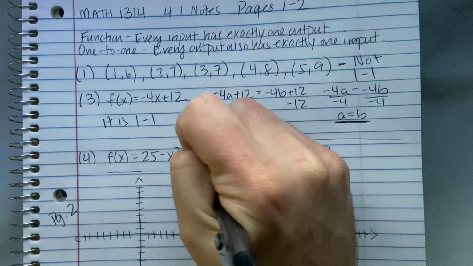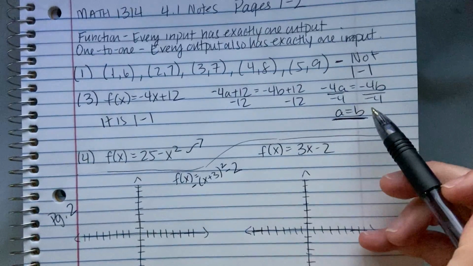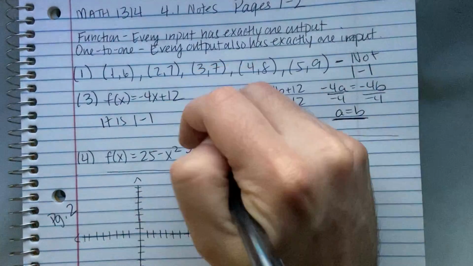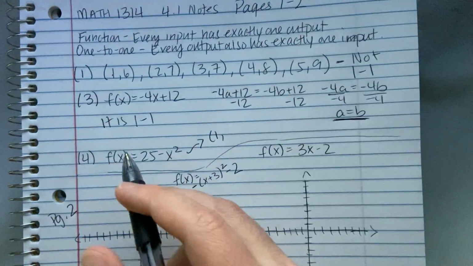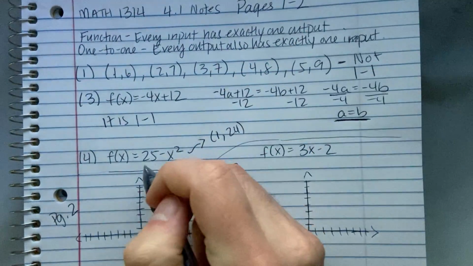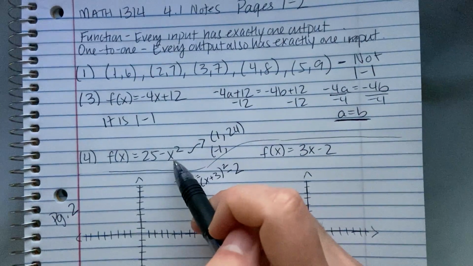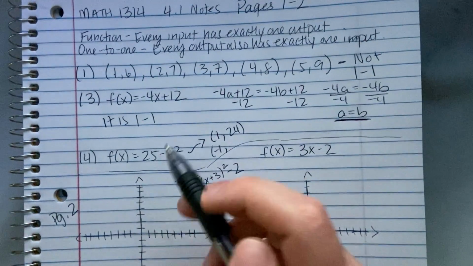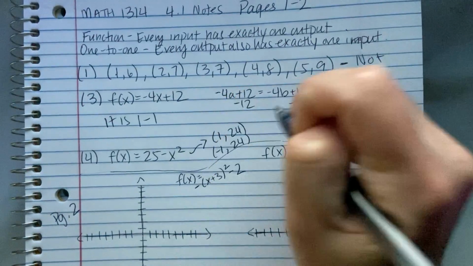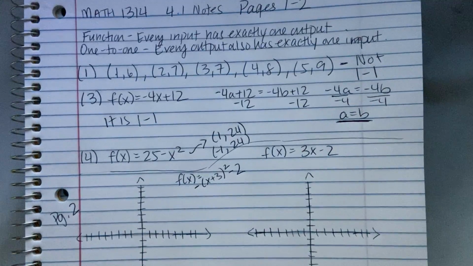For example, on number 4 for 25 minus x squared, you can show this isn't one-to-one using this strategy here, or you can say, when I plug in 1, this becomes 25 minus 1, which is 24. But when I plug in negative 1, squared is also positive 1, so it's still 25 minus 1, which is 24. So if you can produce 2 points that have the same y value with different x values, you can already show it's not one-to-one.